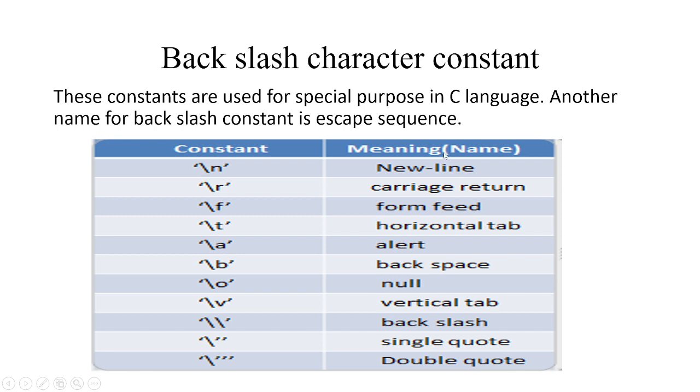\n is for the new line. \t is a horizontal tab. \b is a backspace. \0 is a null. \v is a vertical tab, and the list goes on. So they are going to be used for special purposes. For example, if I want to display my output in a new line, then in my printf statement I can use this backslash constant \n.